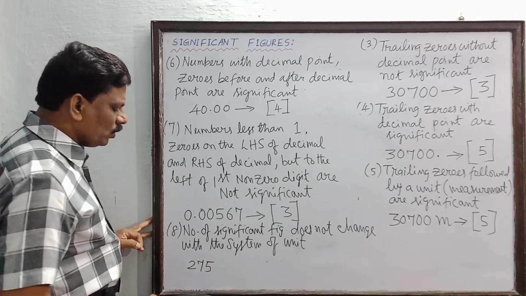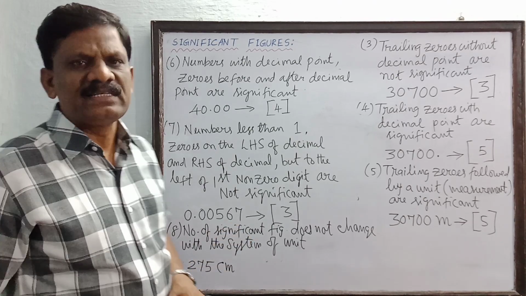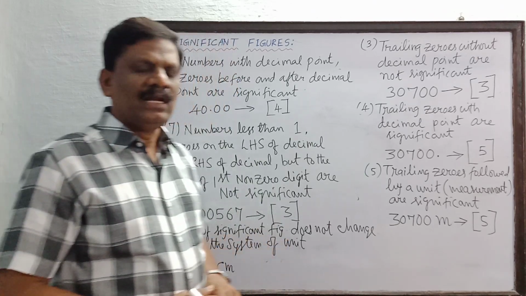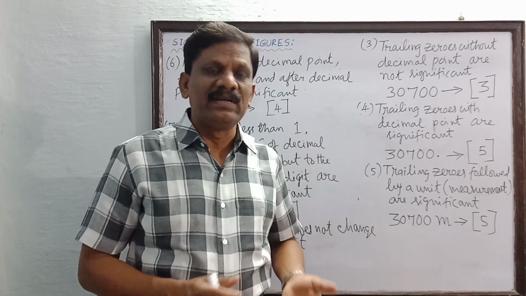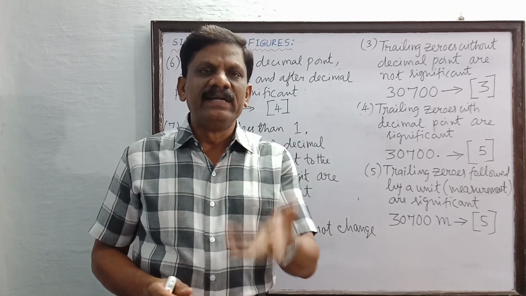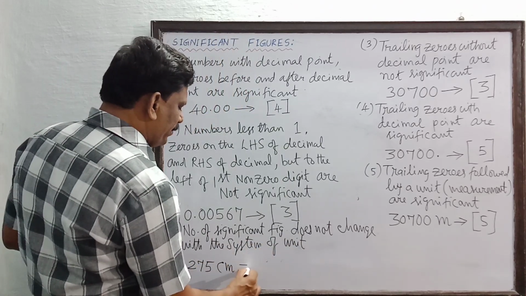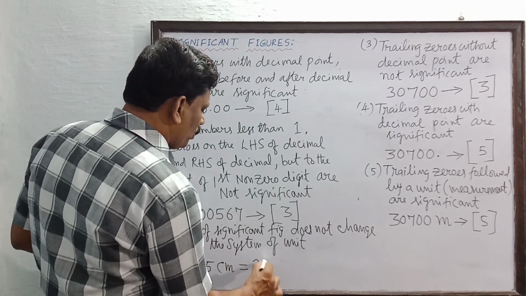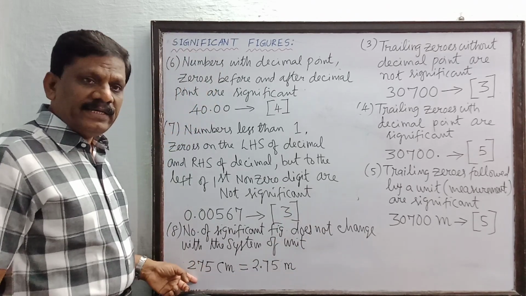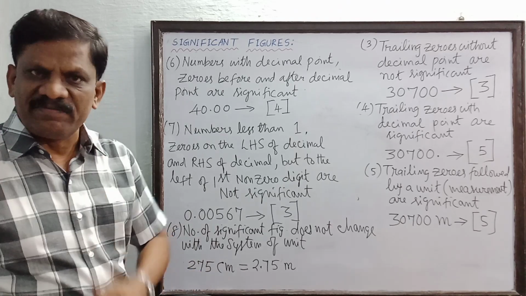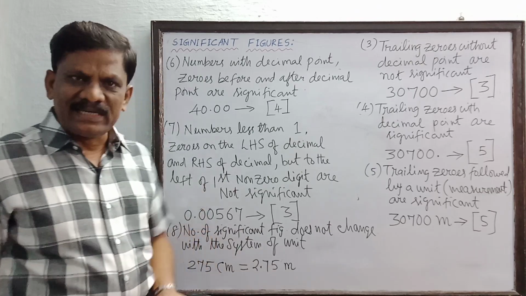275 centimeter. For example, I have written. Now I want to express this in meter. So when I want to express centimeter in meter, I should divide it by 100. So the same value in meter, if I write, it is 2.75 meter. Is it not? In 275 also 3 significant figures are there. And in 2.75 meter also there are only 3 significant figures.